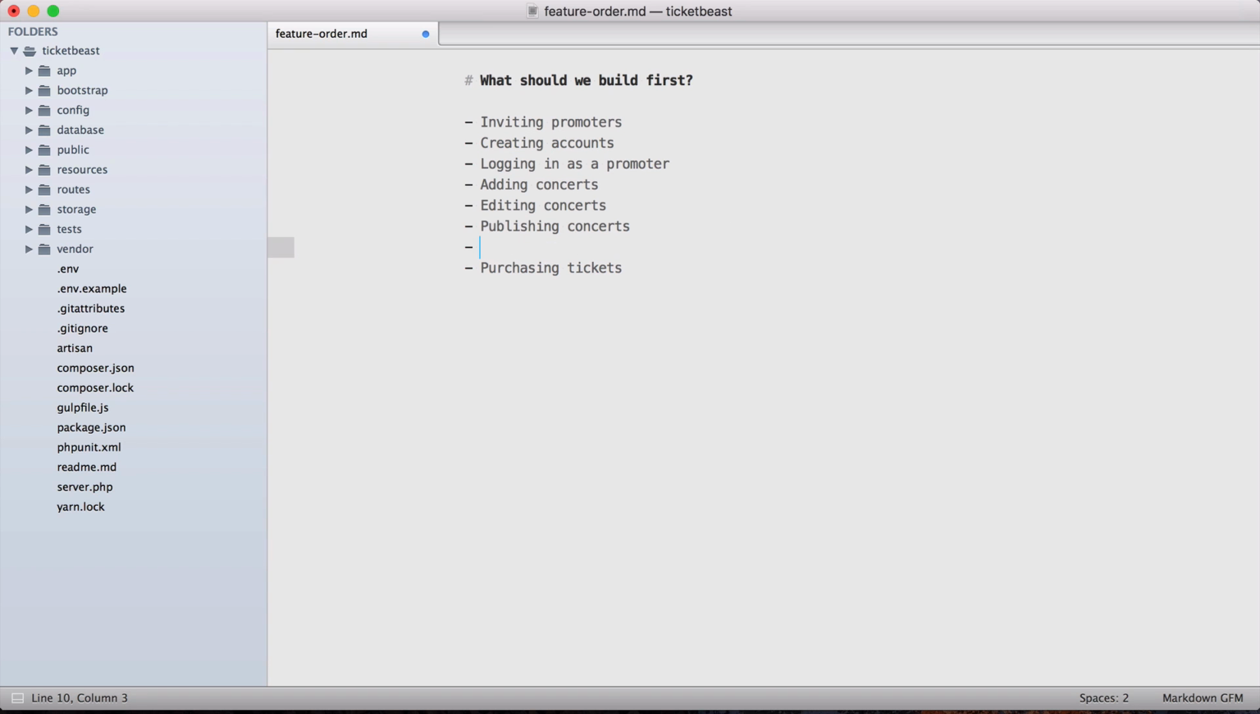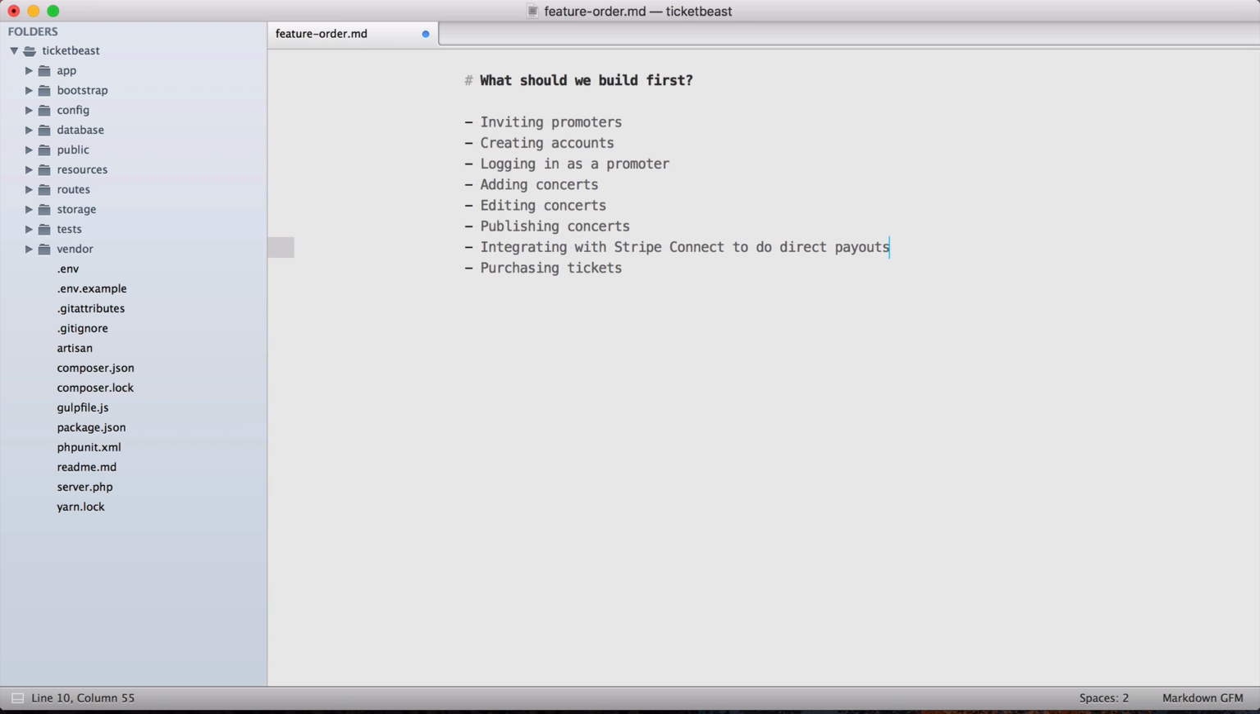So before we allow people to purchase tickets, we probably have to build out this integration with Stripe Connect, which is a platform that allows you to kind of funnel money into someone else's Stripe account. So we need to do that if we want to be able to support direct payouts to our promoters.